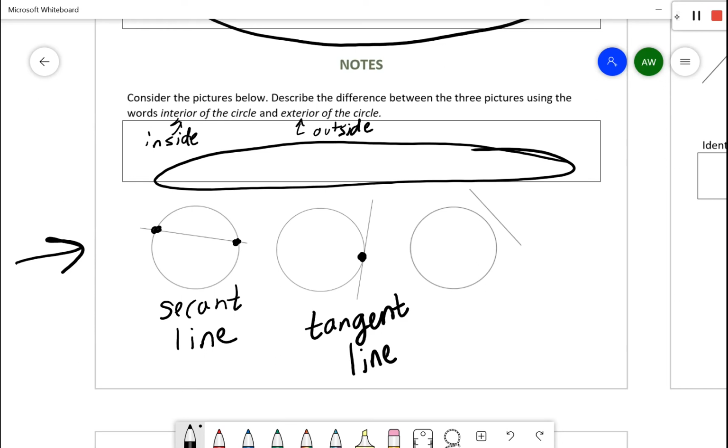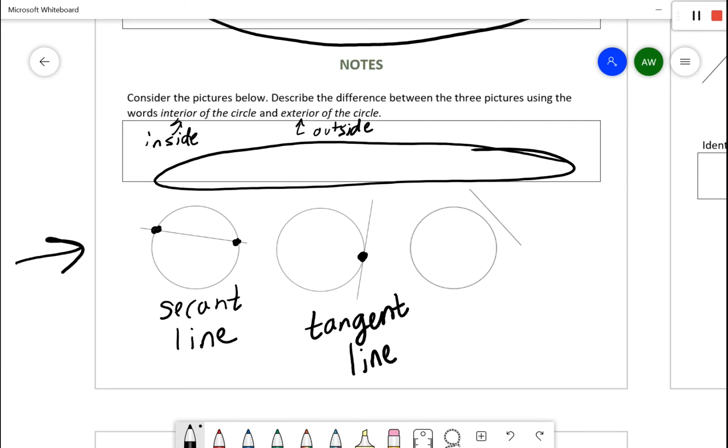Tangent lines are very special because if I were to move this line over just a little bit, then it would be a secant line because it would be intersecting twice. If I were to tilt this just a little tiny bit, then it would be a secant line because it would be intersecting twice. So in this way, tangent lines are very specific and very special because they touch the circle, but they only do so in one spot, which means they're entirely outside the circle and they only intersect once.